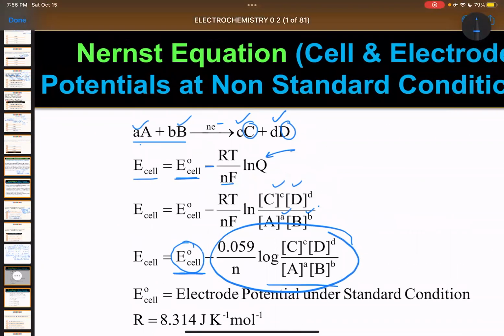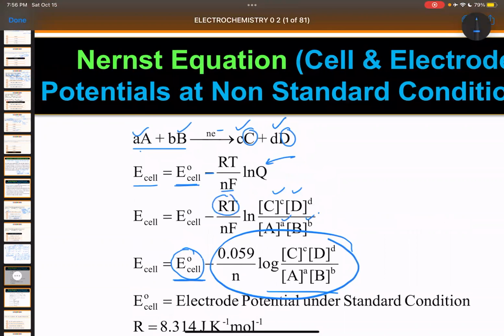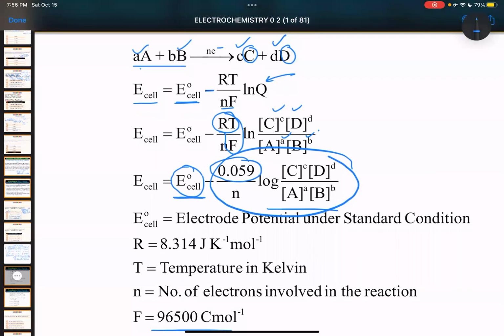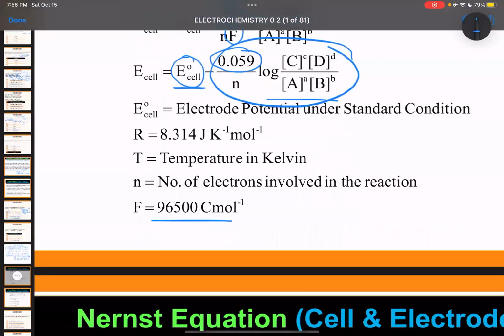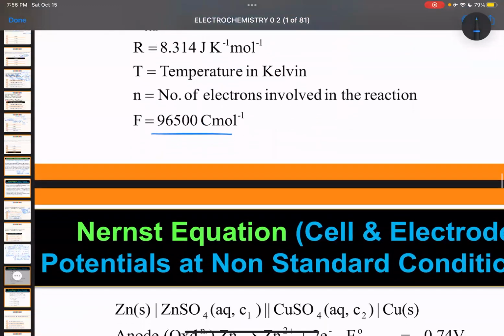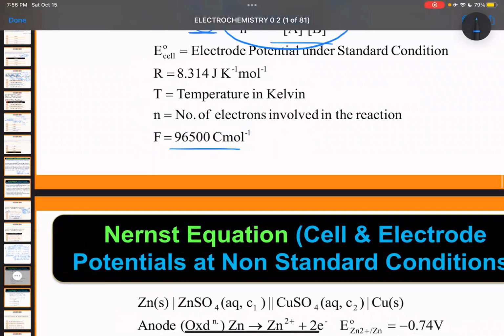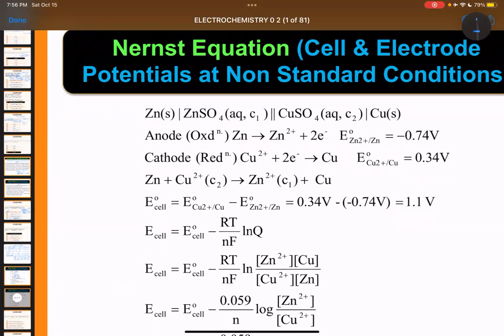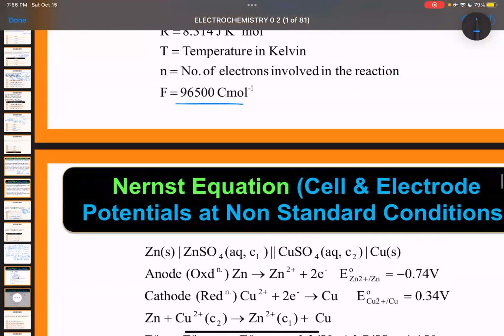These are all constant at 298 Kelvin, so their value is taken as 0.0591. Okay, so are you also studying CBSE at Learnivio, or only for the JEE? Both. For both. Okay, no problem.